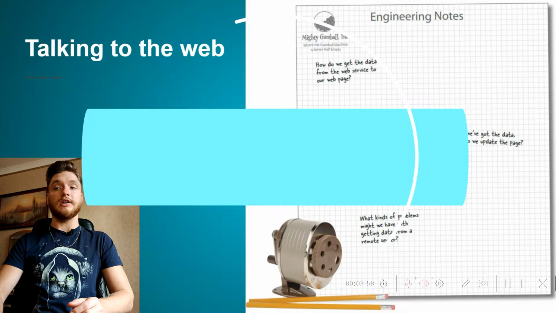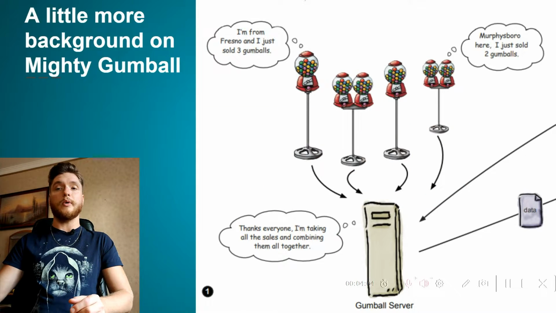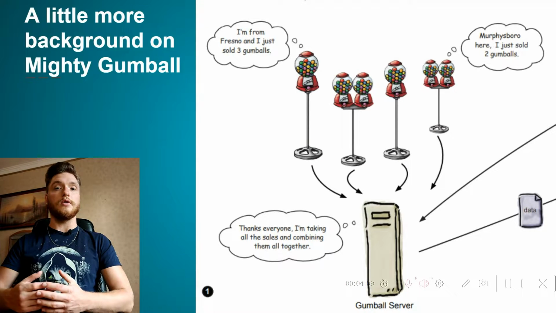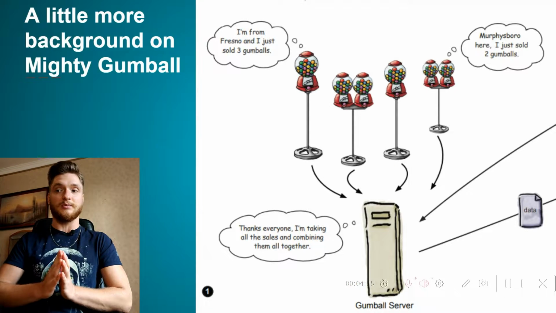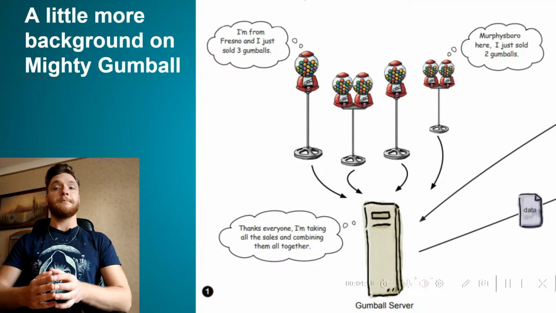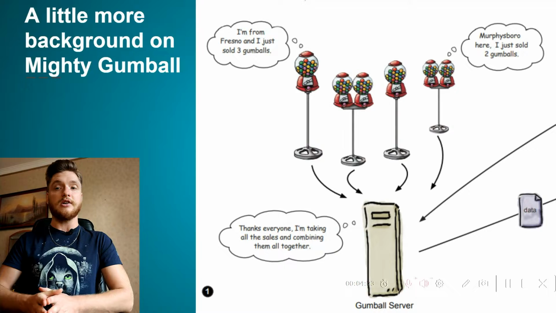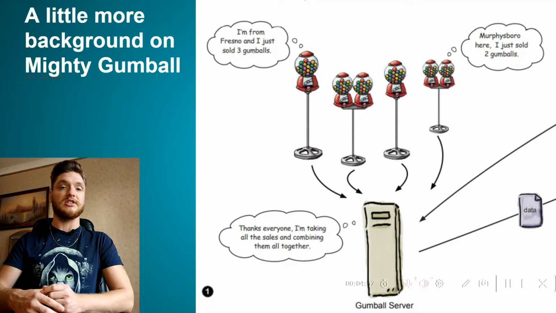A little more background on Mighty Jumble, an overview of Mighty Jumble. You probably need a little background beyond Mighty Jumble's story so far. Here's what you've got. First, they've got Jumble machines all over the country sending sales reports to the Mighty Jumble server, which combines all these reports and makes them available to a web service. And second, they're asking us to build a web app that displays the sales in the browser for the Jumble sales team. And most likely they want this report to be updated as the sales change over time.